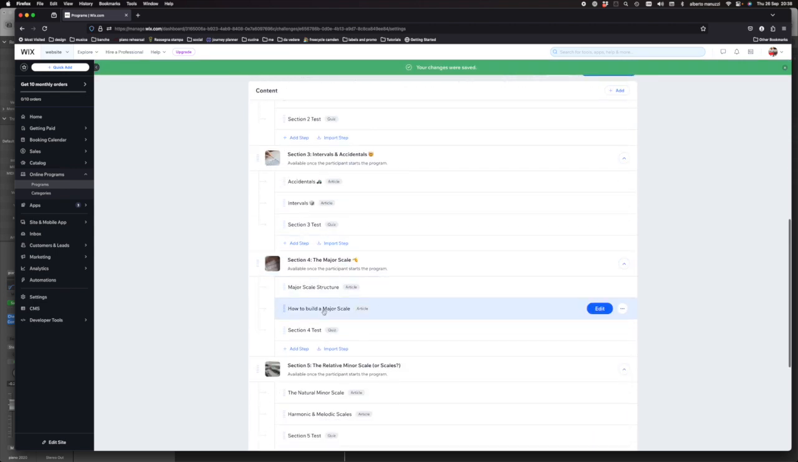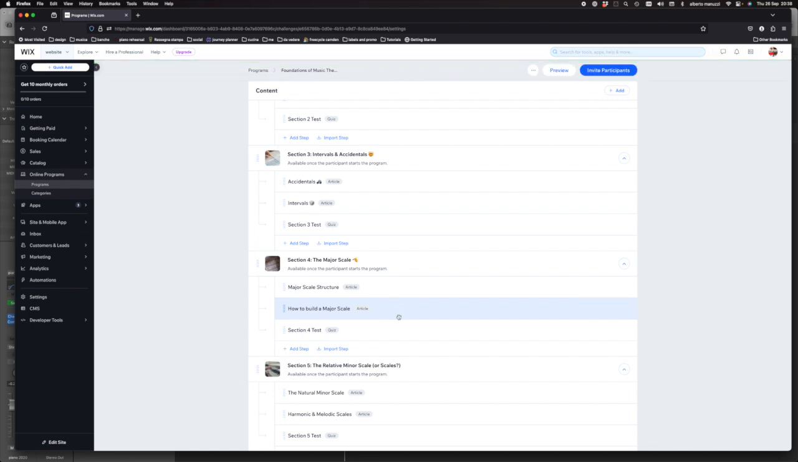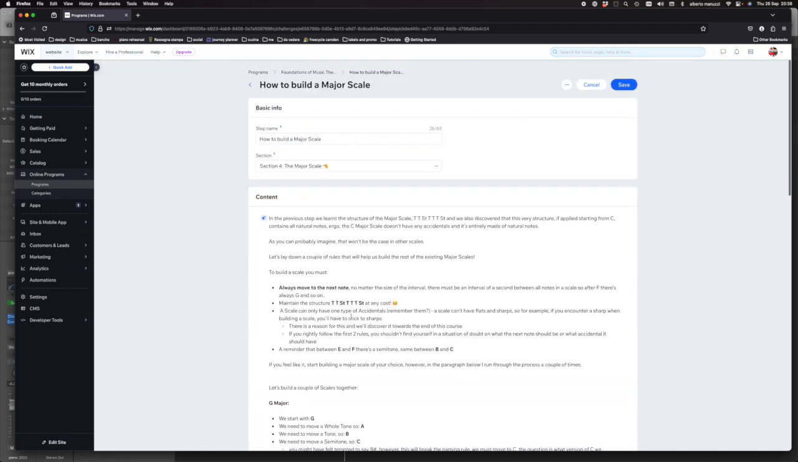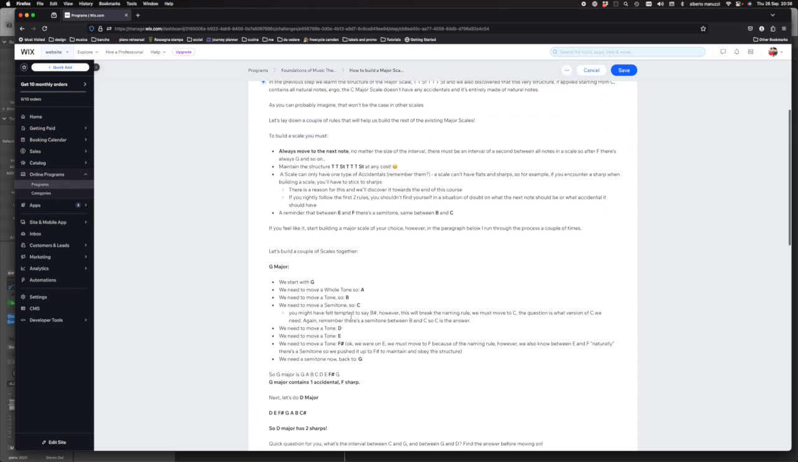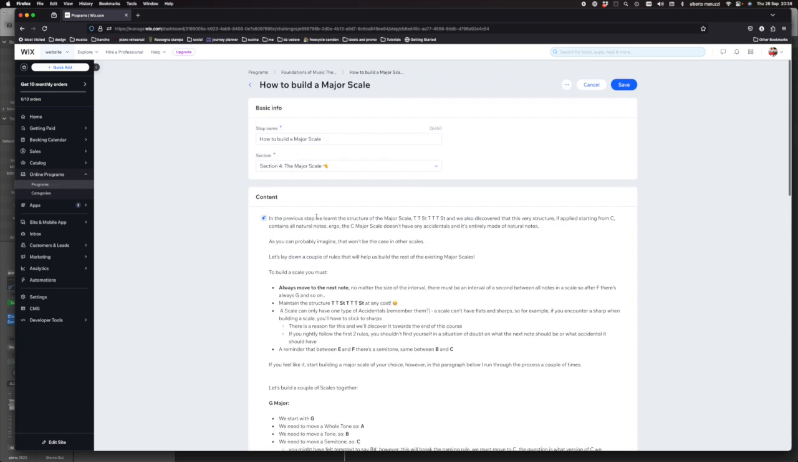Okay. Part 2, step 2 of section 4, how to build a major scale. Now, this is a lot more work for you. Yeah, a lot of homework to go and build all the major scales. Now, we talked about the structure. Now, let's add a few more rules.